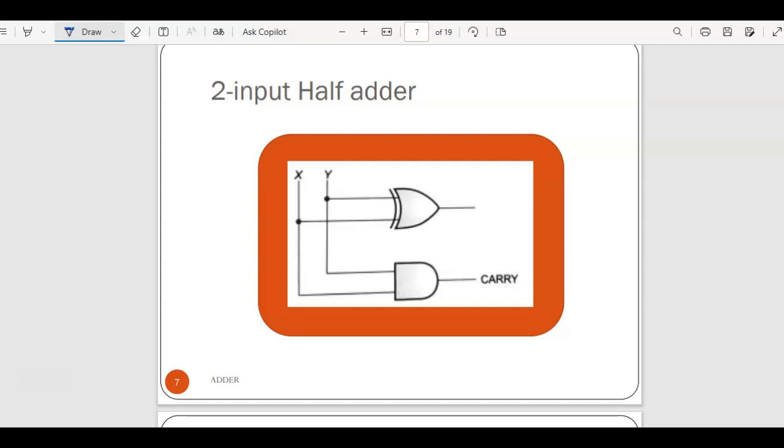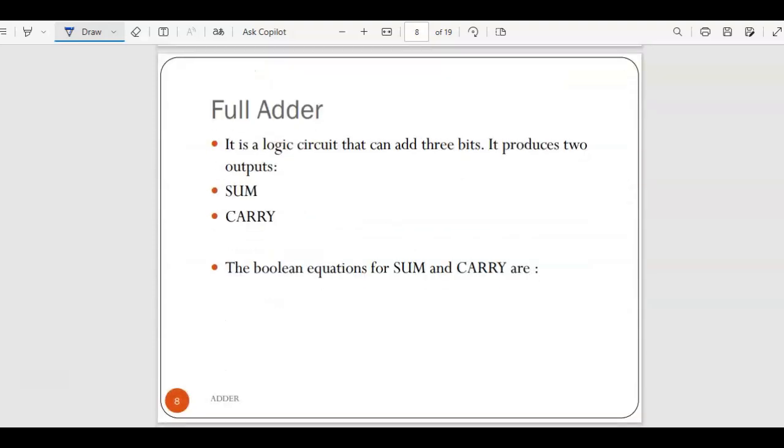So here we have the diagram. This is representing the two input half adder. So please check it. This is the XOR gate, and here you are getting the sum. And then you can see this is the AND gate, and the AND gate is giving you the carry. So you are getting both sum and carry in case of two inputs, which gives you the output in 2-bit form. So I hope you are clear with the half adder.